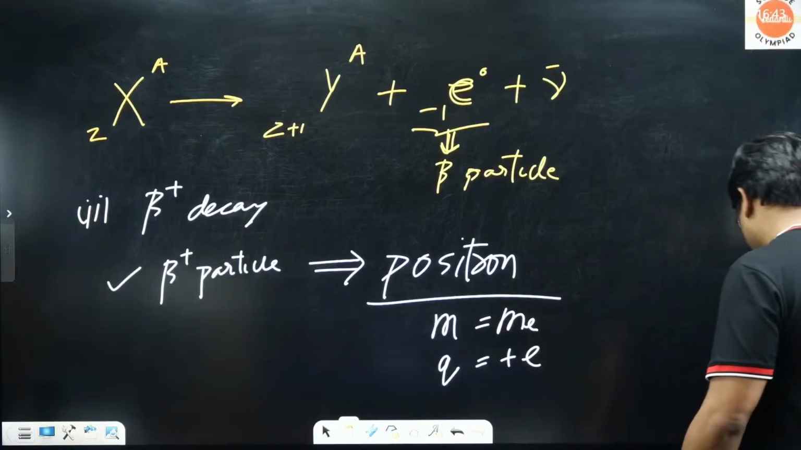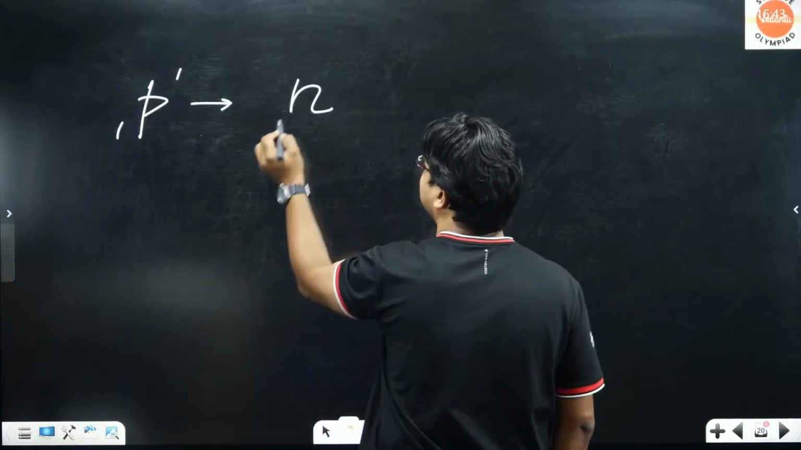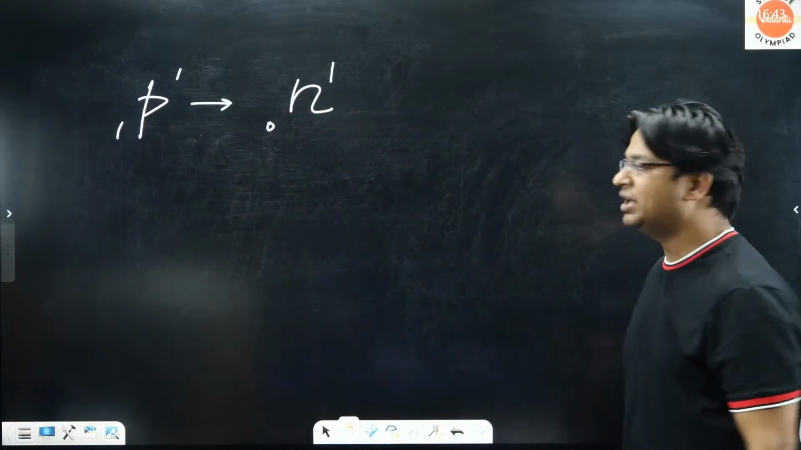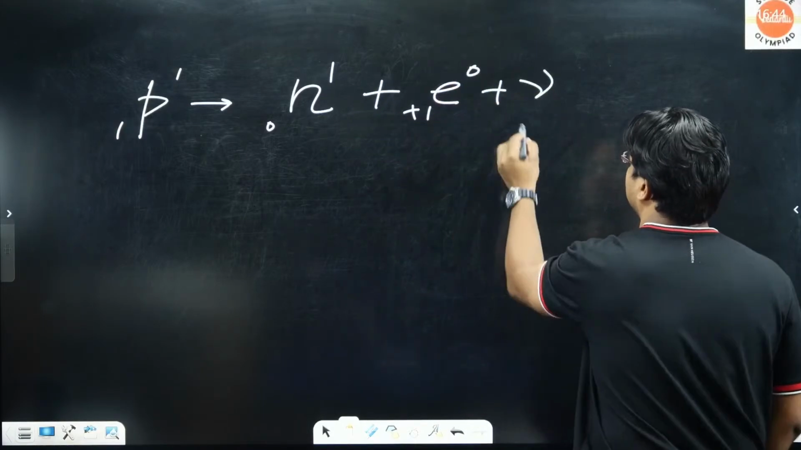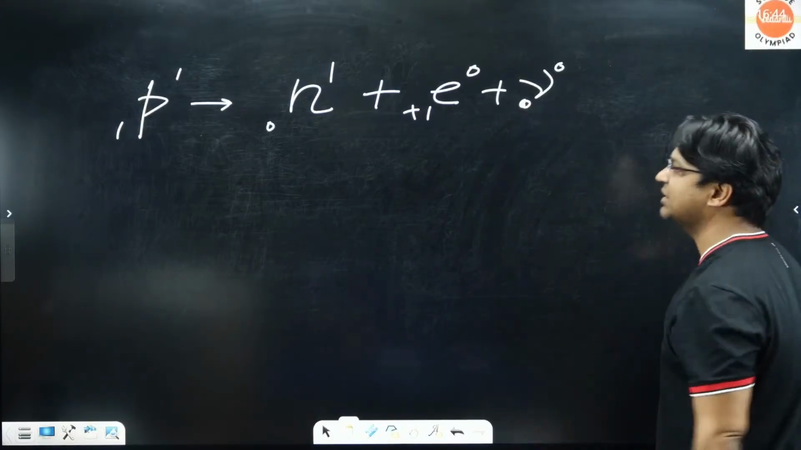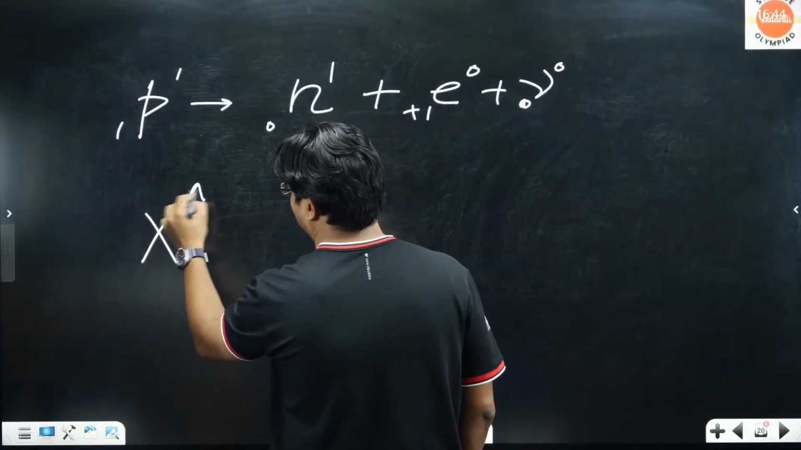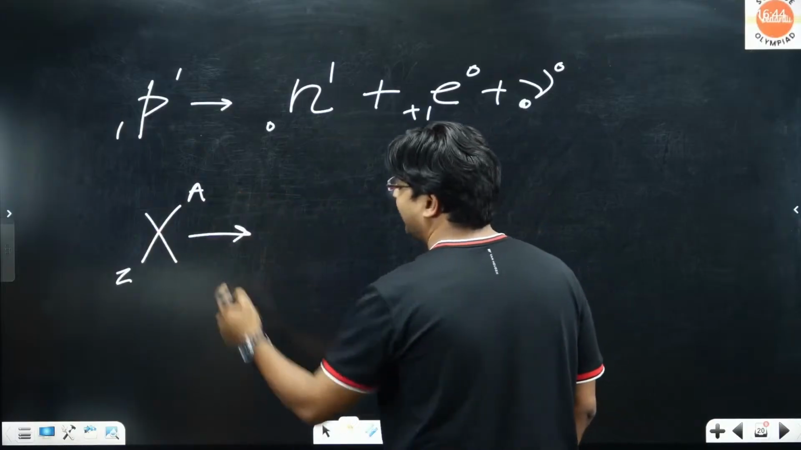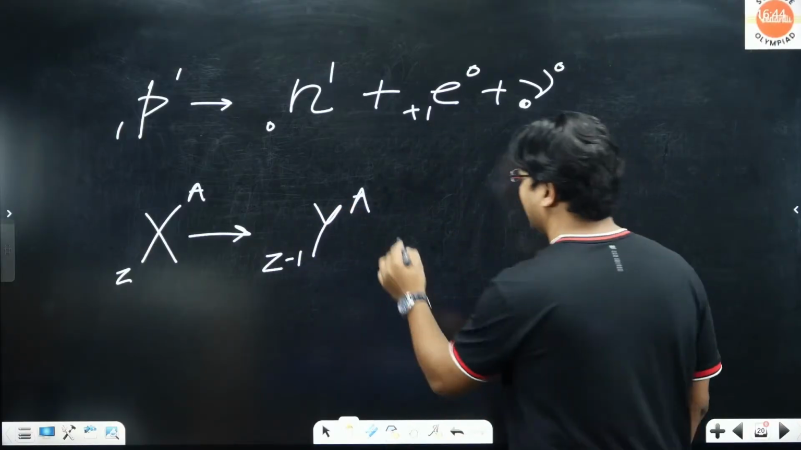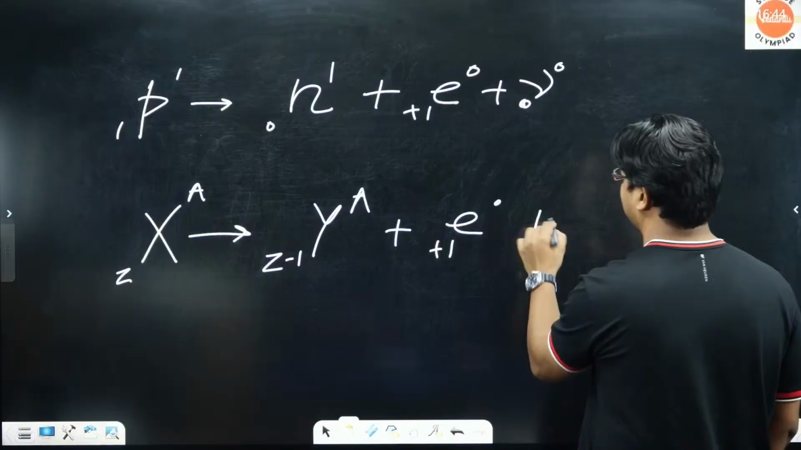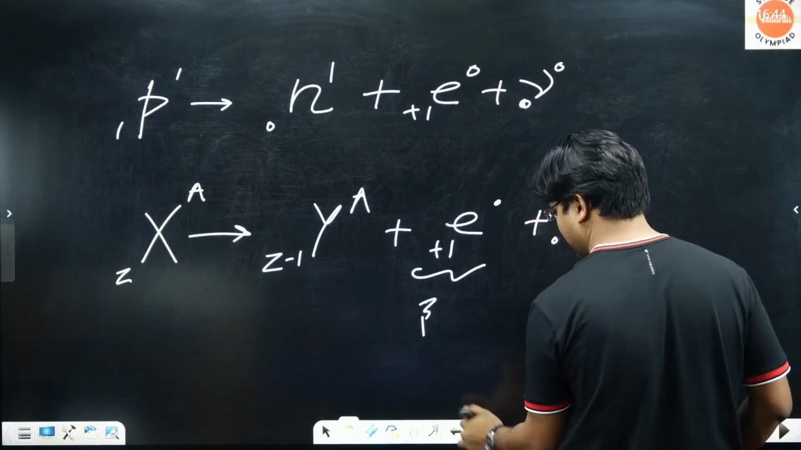So what happens in the nucleus? Sometimes a proton decides to get converted into a neutron, and then to keep track of charge conservation, a positron is given out along with a neutrino. Neutrino is again a chargeless and massless particle, but it is capable of carrying energy and momentum. If we have to depict this reaction, how will we depict it? One proton is lost, so the Z will decrease by 1, but the mass number will remain the same. And then we'll have a positron, which is actually the beta particle, and the neutrino. So this is our beta particle. Remember this.